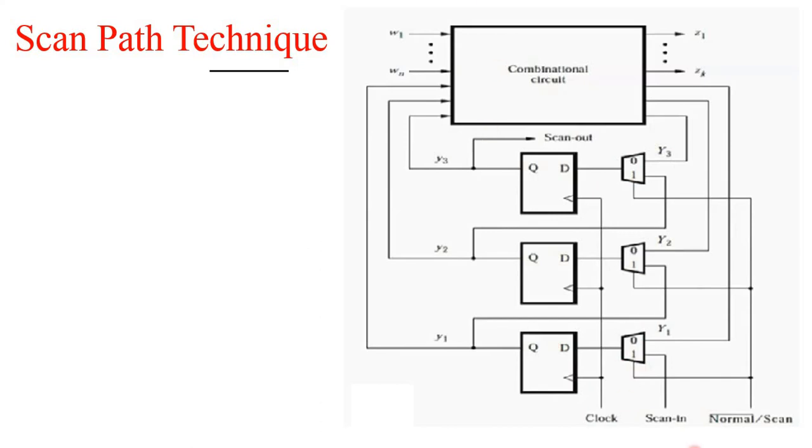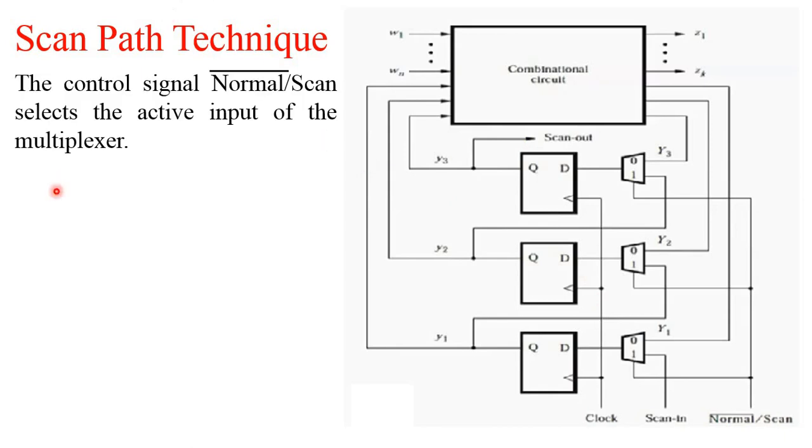Here the scan input is present, along with the normal bar or scan pin. In order to scan the circuit we set normal bar or scan equal to 1. Then only can we test the design. The control signal normal or scan selects the active input of the multiplexer. To select the multiplexer input, the normal or scan pin is available. Make it 1.